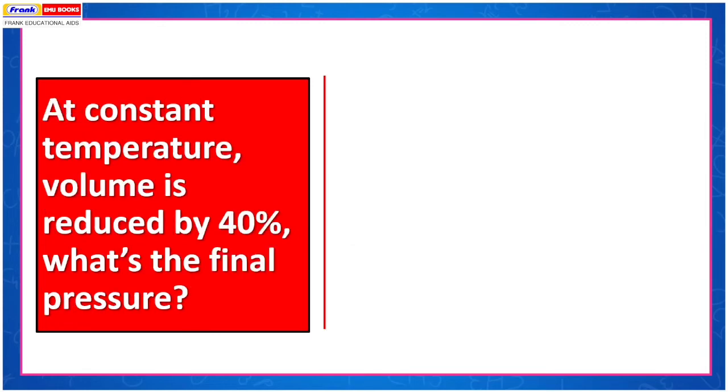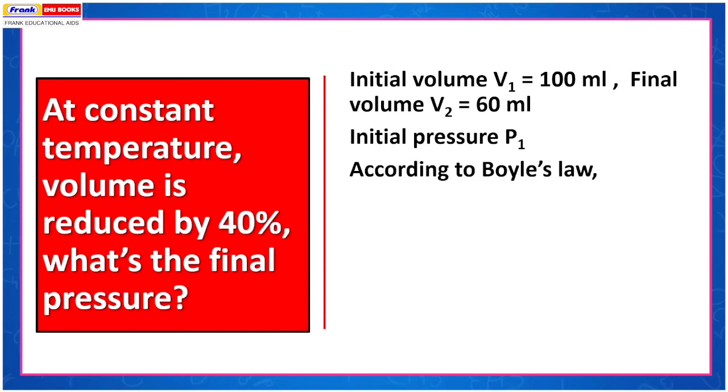Example 2. At constant temperature, volume is reduced by 40%. What is the final pressure? Let initial volume V1 equal 100 ml. Thus, final volume V2 is reduced by 40%, that is, it is reduced by 40 ml. Thus, the final volume V2 will be 60 ml.